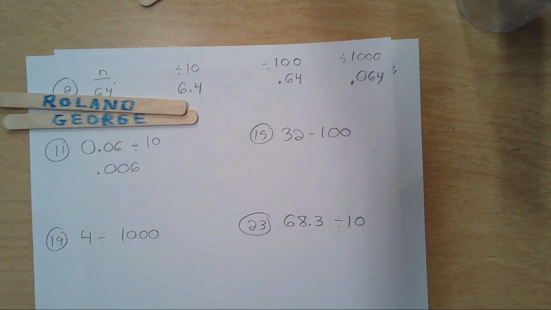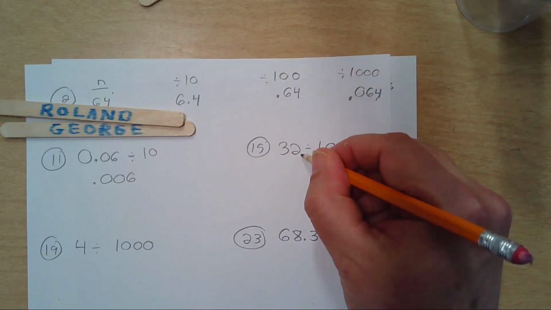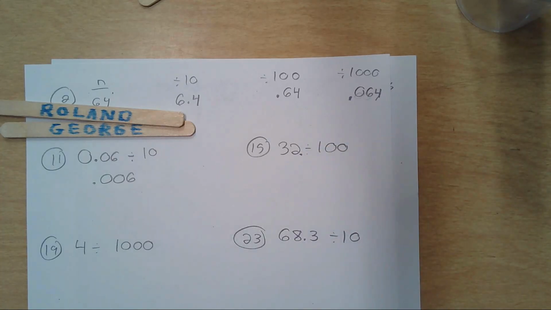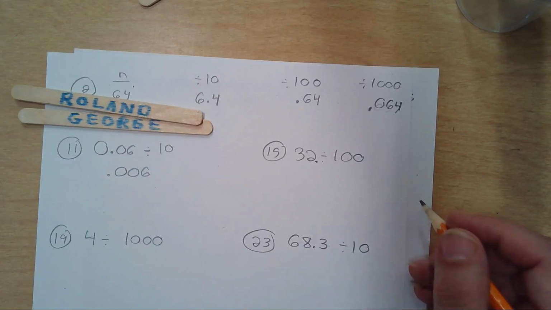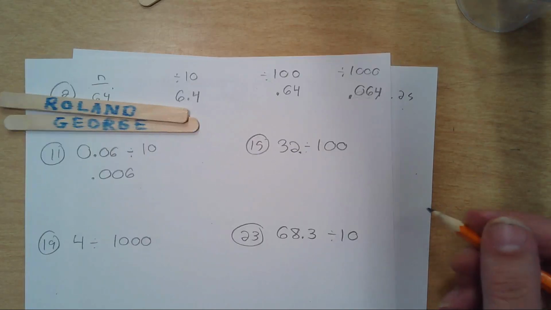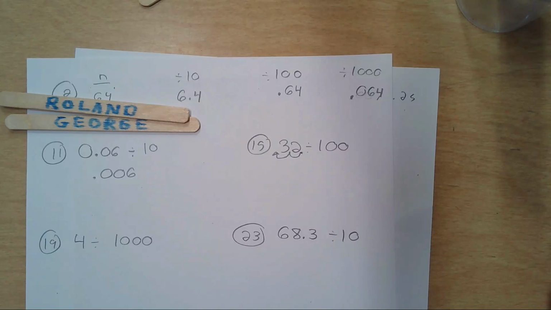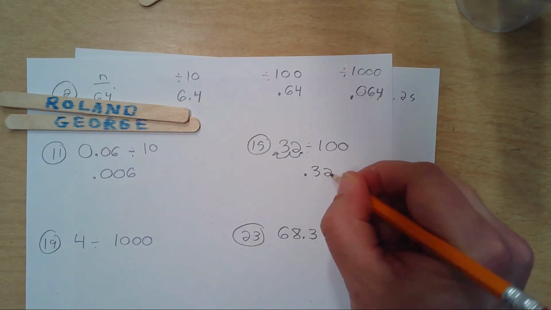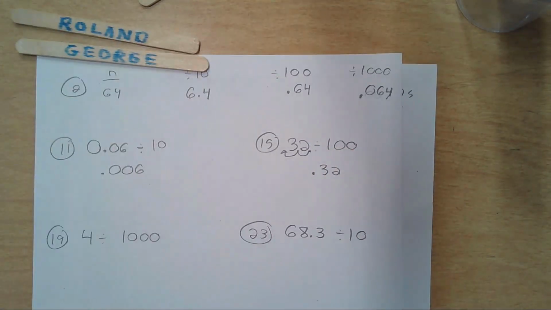15, Roland. 3 and 2 tenths? Nope. So here's my decimal. How many spots do I gotta move it? 32,000? Nope. You gotta move it to the left. How far? 1, okay. 2. 32 hundredths, right. 32 hundredths is what it should be there, just moving it 2 spots to the left.